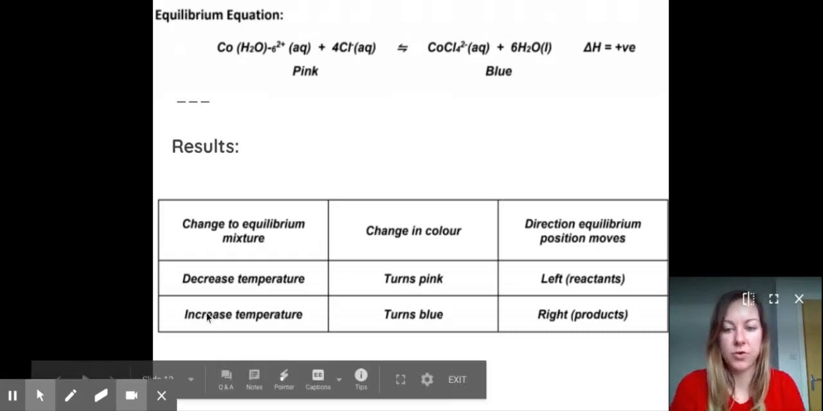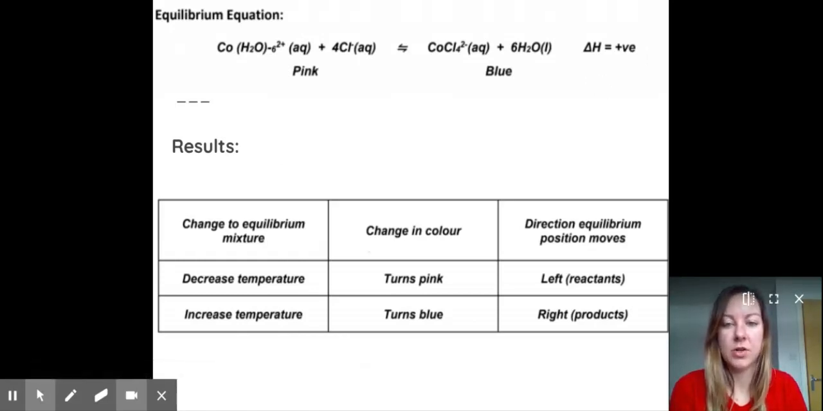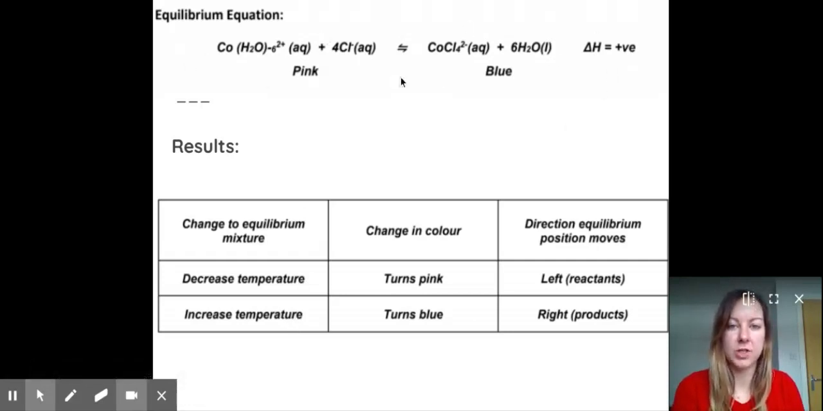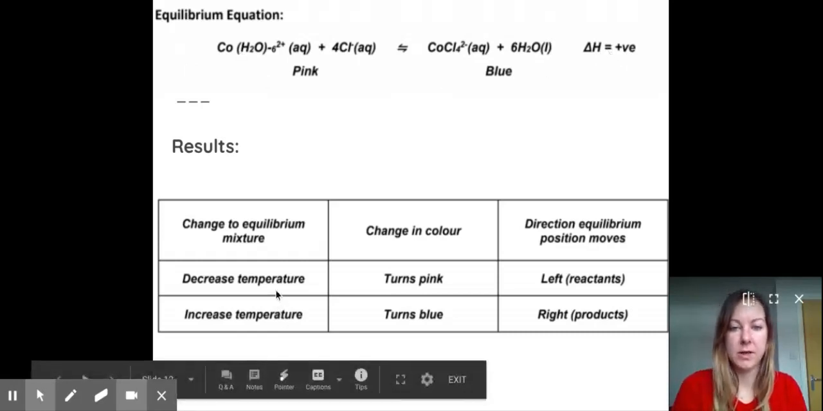The opposite is true for increasing the temperature. If you increase the temperature, the reaction is going to try and then decrease the temperature by moving in the endothermic reaction, which uses up heat energy. So decreasing temperature moves towards the exothermic reaction. Increasing temperature moves towards the endothermic reaction. In this scenario, our forward reaction is endothermic and the reverse is exothermic. So decreasing the temperature moves it towards the reactants and increasing the temperature moves towards the products.